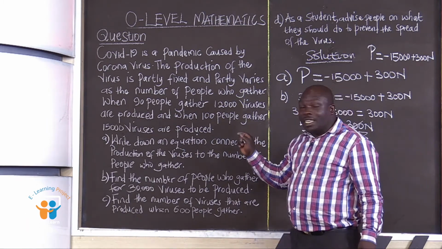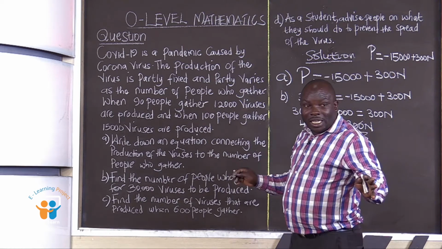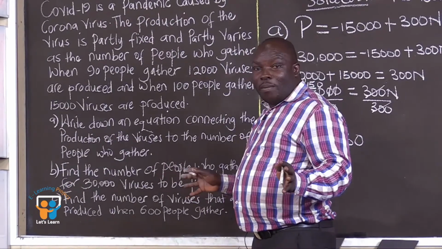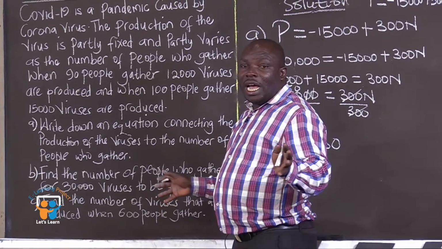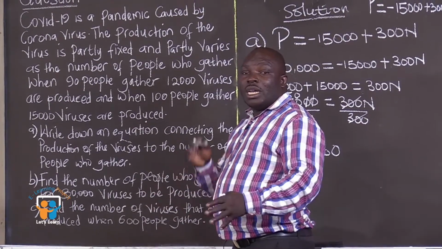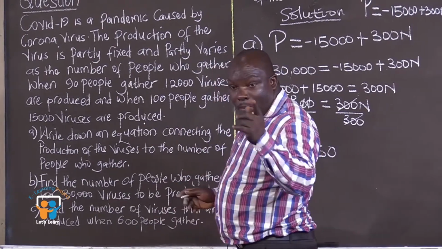Remember, COVID-19 has no medicine. It means the more viruses which are being produced, the more people get the disease, and finally, we shall think about those people dying. So we have handled part B.